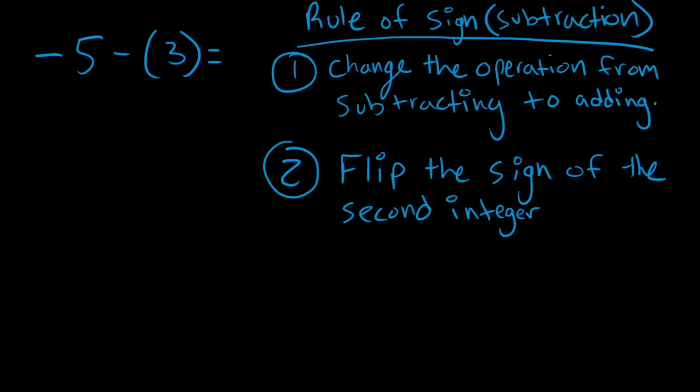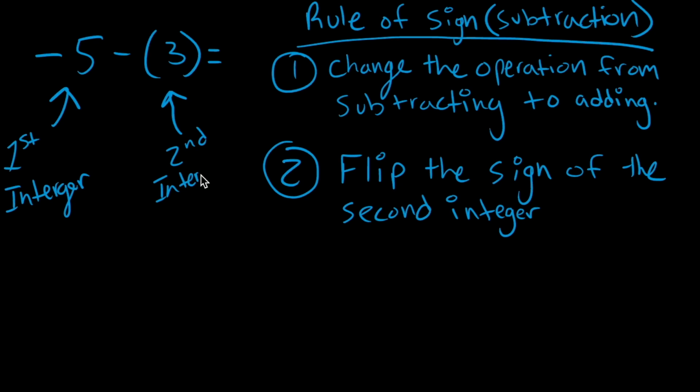And then we need to look at this problem, -5 minus 3. -5 will be your first integer. +3 will be your second integer. And then this minus will be your operation.